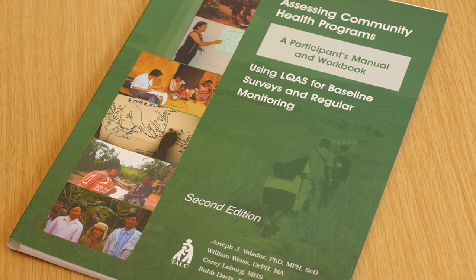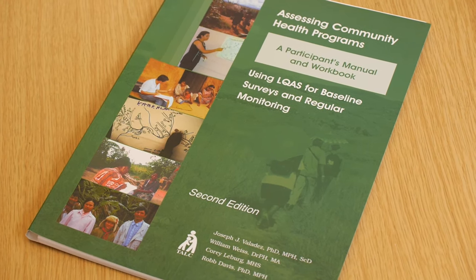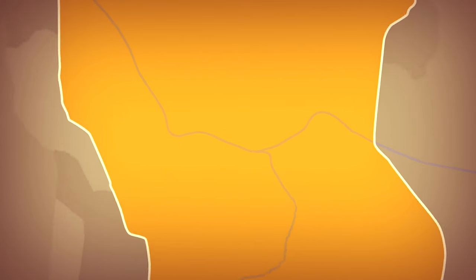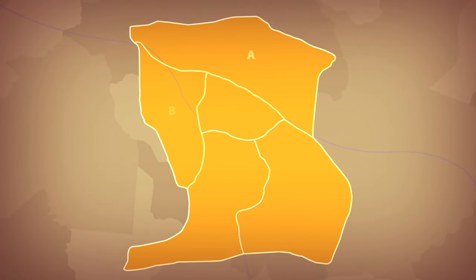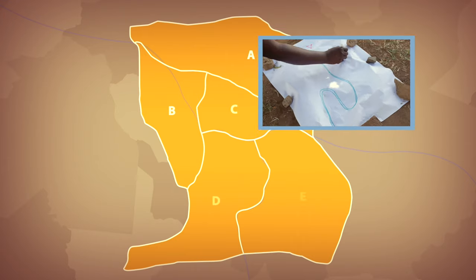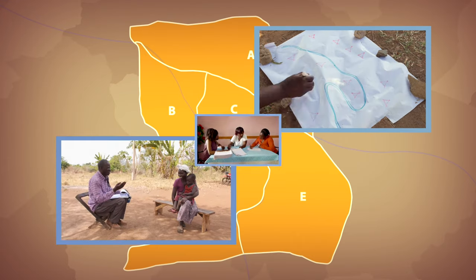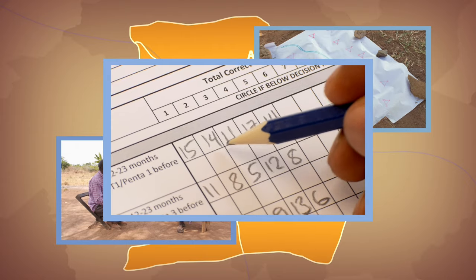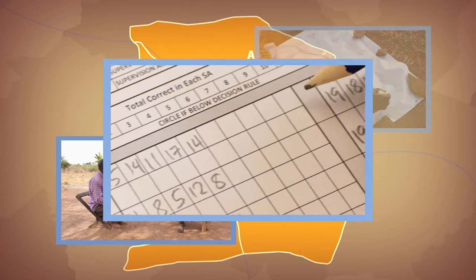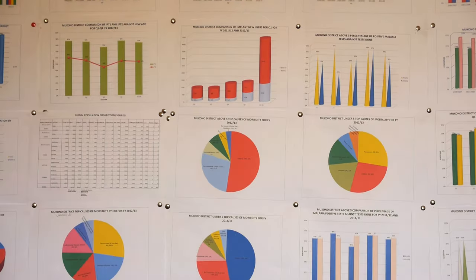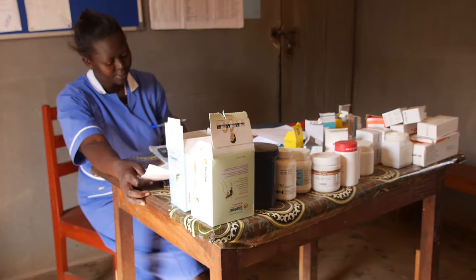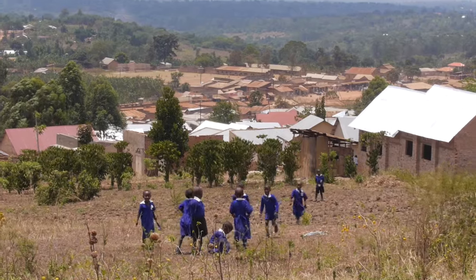LQAS provides you with a specific framework for running a survey, a set of rules, which if you follow them, will help you keep track of your program. By the end of this series, you'll know how to divide up the community into sections, identify locations for your household interviews, carry out those interviews, and bring all of the results together in a form that you can use. These data will then help you allocate your resources in the best possible way and make a real change in the community.